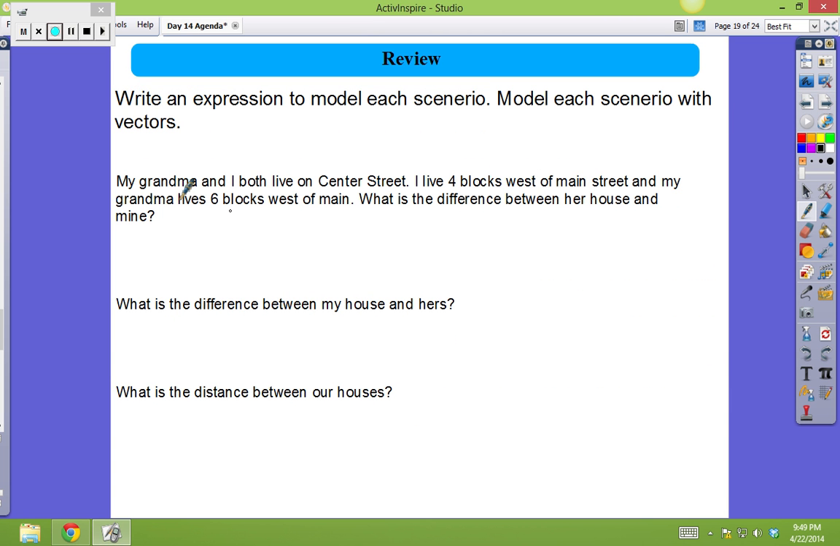Okay, let's look at a different context. My grandma and I both live on Center Street. I live 4 blocks west of Main, and my grandma lives 6 blocks west of Main.